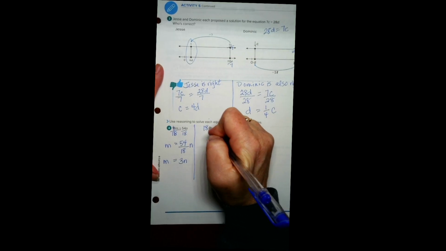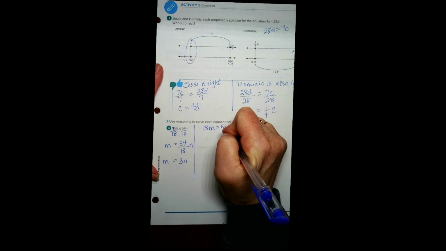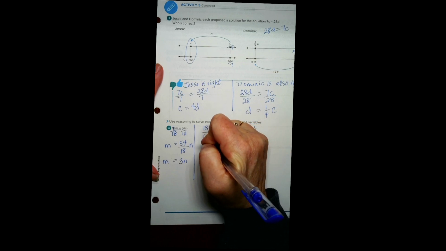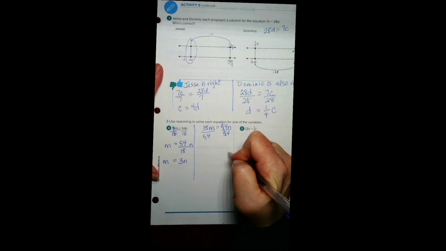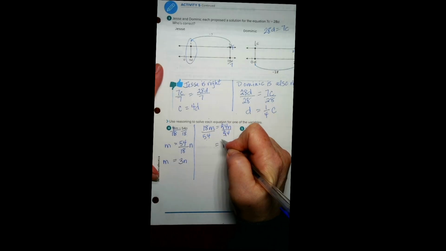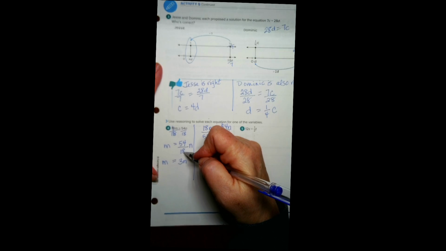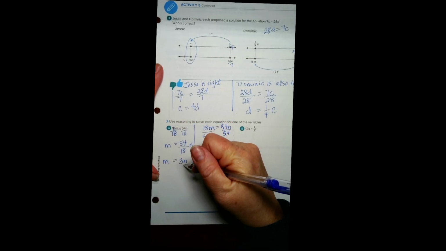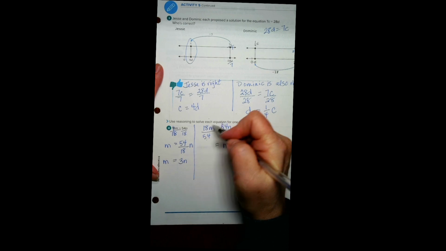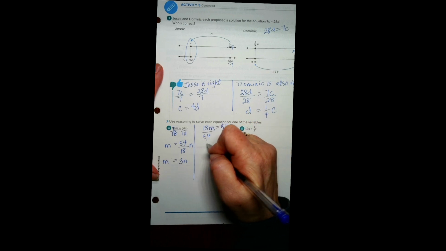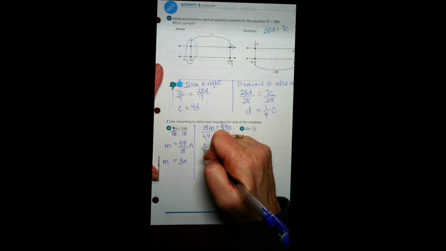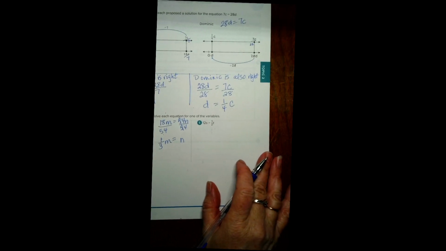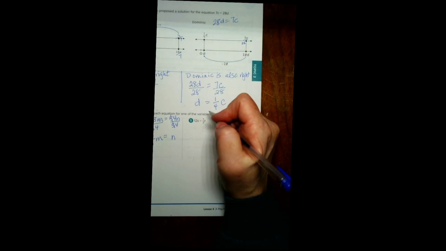Or if I solved for n, I would divide by 54. I would get n equals, well, if in this format, 54 over 18 simplifies this to 3. In its reciprocal, it would be the reciprocal of this, so equals 1/3 M. Okay, moving on. Number 12.